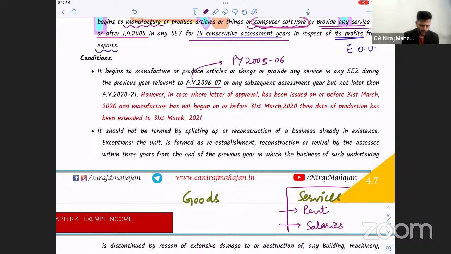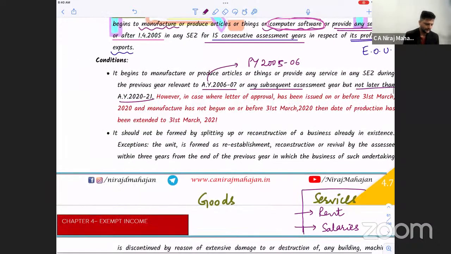Now pay attention. Or any subsequent year, AY, but not later than AY 2020-21. That means which PY? 2019-20. So PY 2019-20 was the last year to start a new unit. To start a new unit. We are not talking about that after that year you will not get the benefit. You will still get the benefit. But we are talking about when it begins to manufacture. Understood?